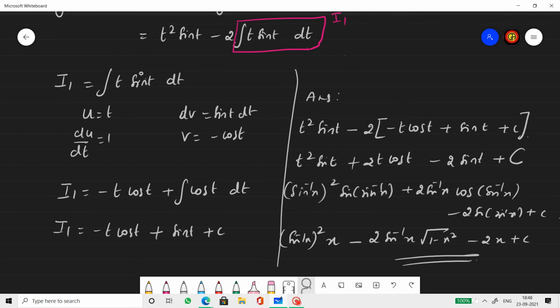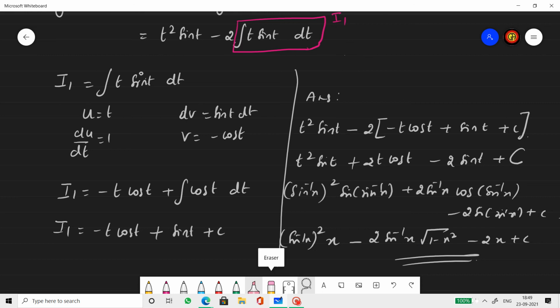Sine of sine inverse x is x. 2t cos t will be 2 sine inverse x into cos of sine inverse x. And 2 sin t will be 2 of sine inverse x. So wherever sine of sine inverse x comes, we put x over there. Now cos of sine inverse x becomes root over 1 minus x square.